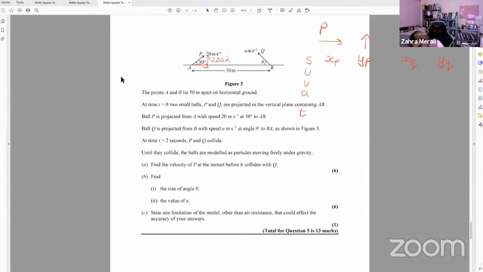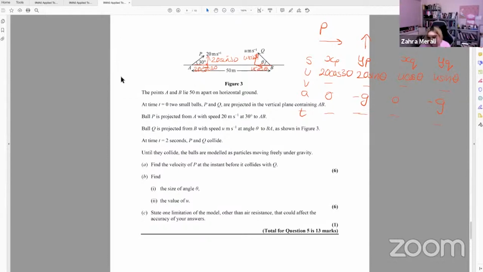So for P, I've got 20 cos 30, 20 sine 30. Here I've got u cos theta, u sine theta. I'm not going to worry about the V's just yet. 0 minus g, 0 minus g. And the T's, no, they were not necessarily the same, so we'll just leave that blank as well. That's probably easier.